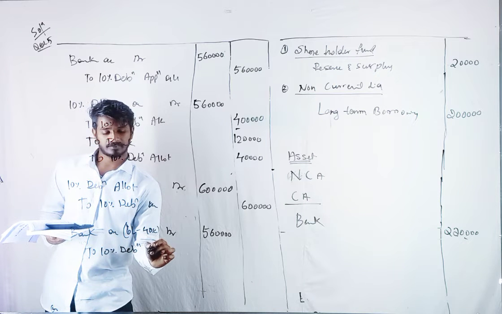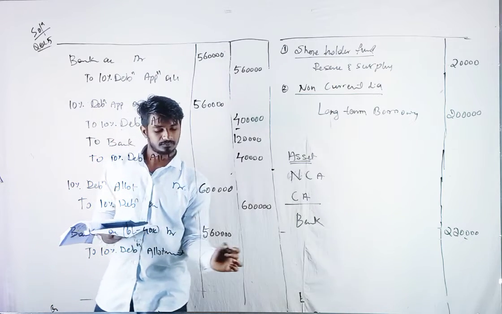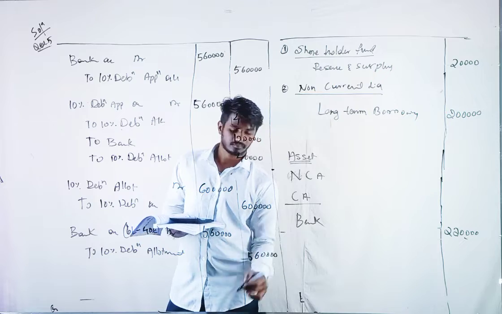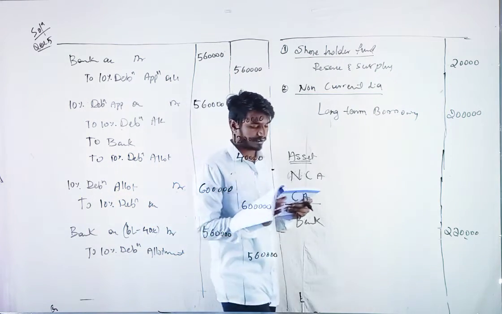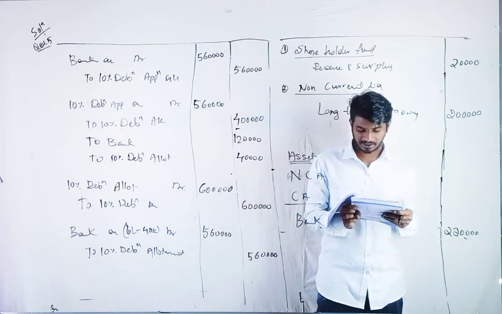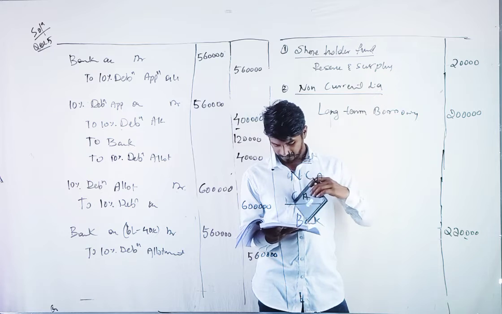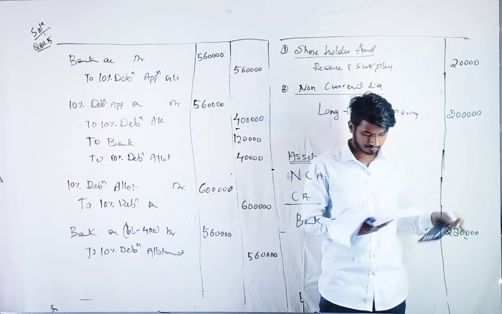to 10% debenture allotment, 5 lakhs 60,000. Is that simple? And the remaining applications were rejected, all money due received. That's it, the question is done. You can take down.